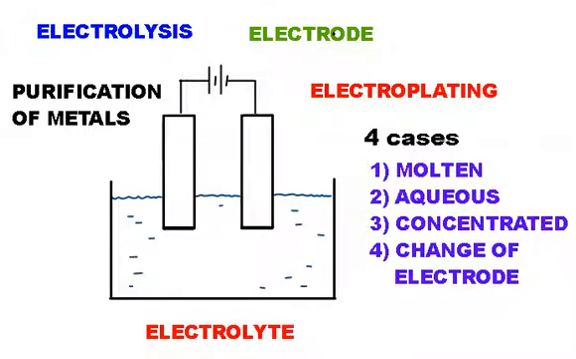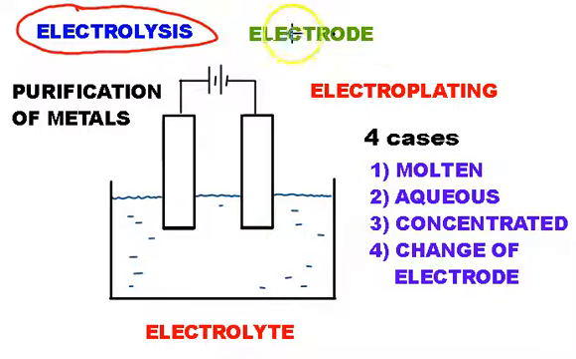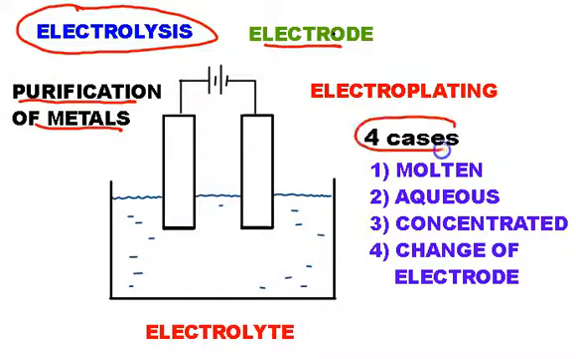Okay, in this video I'm going to explain the electrolysis chapter covered for IGCSE and also O level. So this chapter is electrolysis. I'm going to discuss the electrodes, electrolytes, purification of metals, and all these four cases involving electrolysis: molten, aqueous, concentrated solution, and change of electrodes. Alright, so now let us go to the first one.